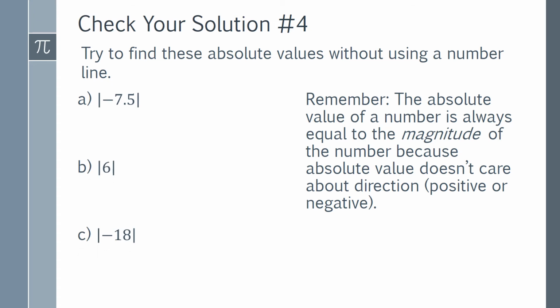Let's start by looking at part A. The absolute value of -7.5 is 7.5 because it is 7.5 units away from 0 on a number line. Now part B. The absolute value of 6 is 6 because it is 6 units away from 0 on a number line. And finally, part C. The absolute value of negative 18 is 18, because it is 18 units away from 0 on a number line.